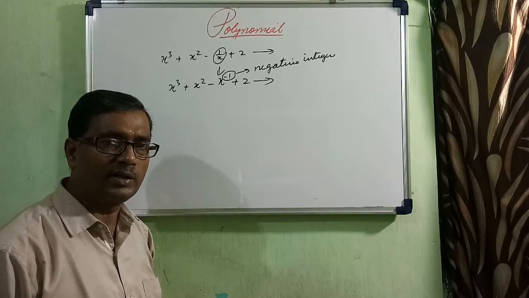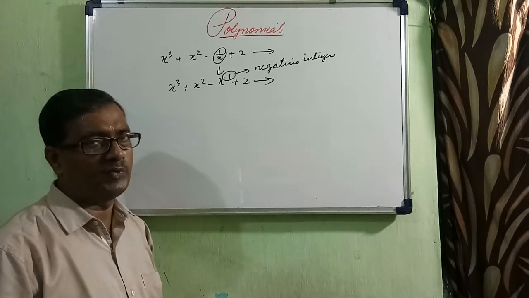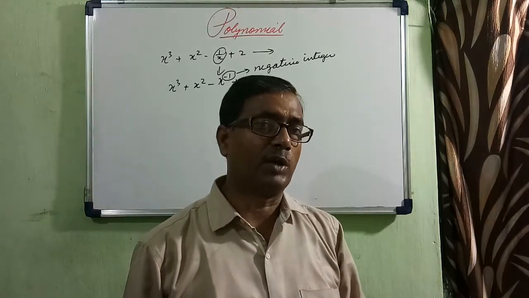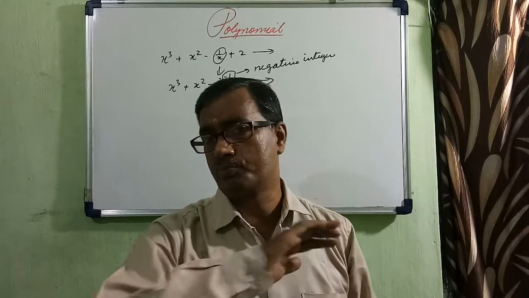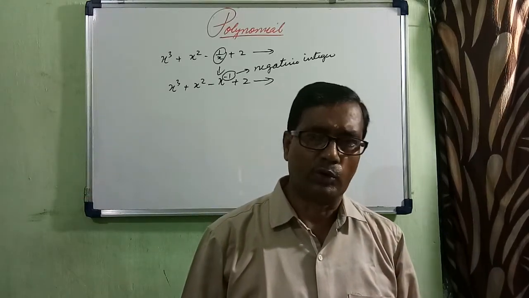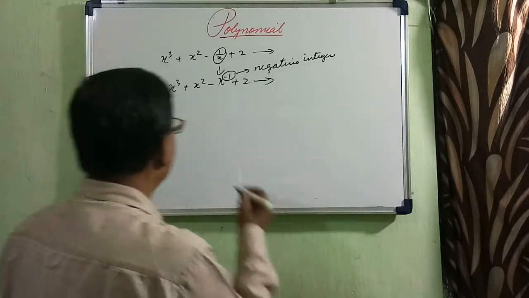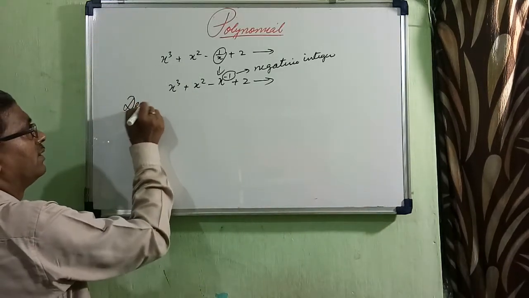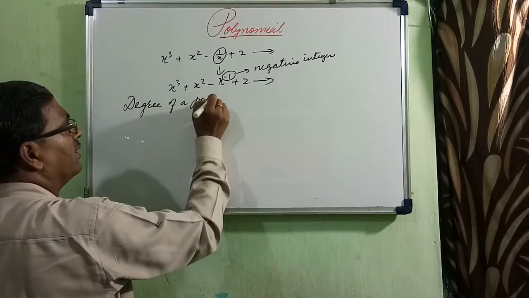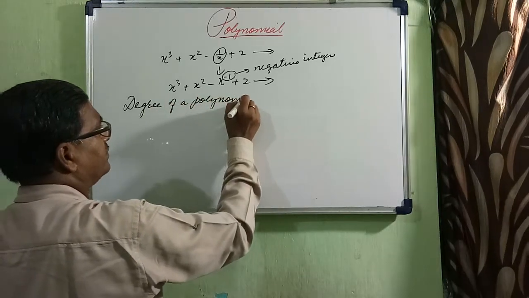So I hope it is clear what is called a polynomial. In very simple language, if the exponent of the variable of a term of the given algebraic expression is always positive, then this kind of algebraic expression is called a polynomial. Then comes what is called the degree of a polynomial.